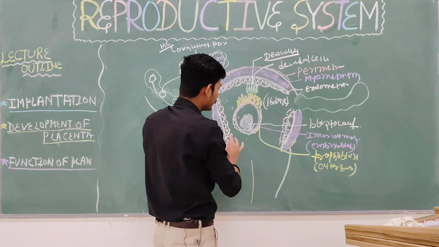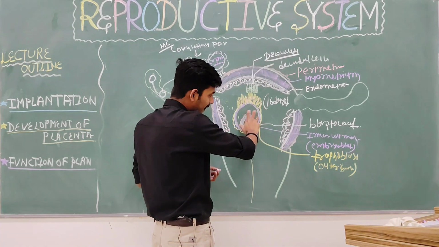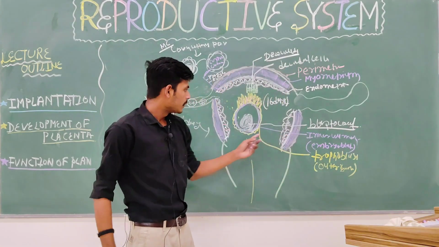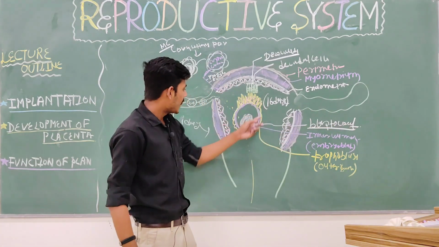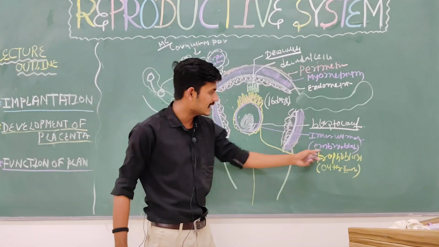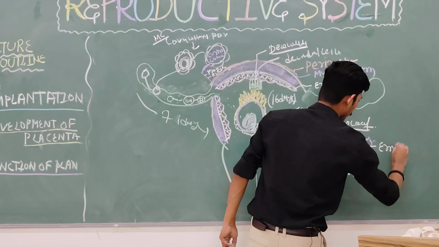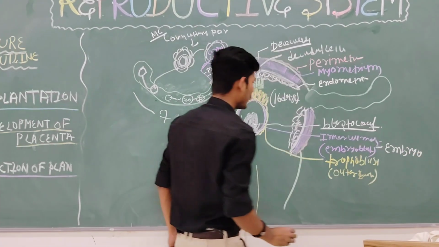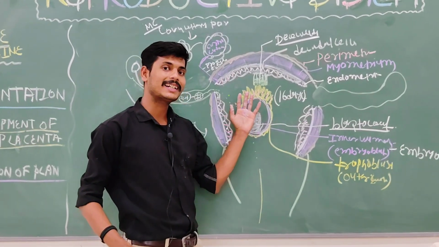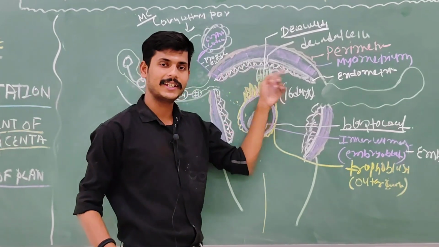The blastula differentiates and forms a fluid-filled cavity, the blastocele, that we refer to in the blastocyst. Now they will differentiate into two layers. The inner layer is called the inner cell mass and embryoblast. From the inner cell mass, there will be formation of the embryo. Now what is the fate of the outer layer? The outer layer is involved in attachment with the endometrial lining of the uterus.